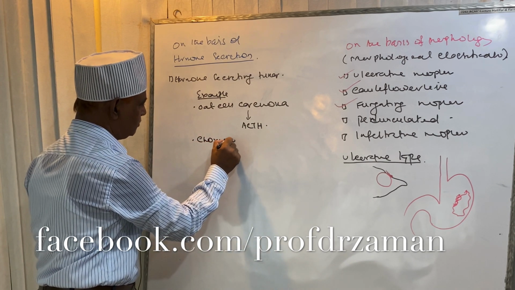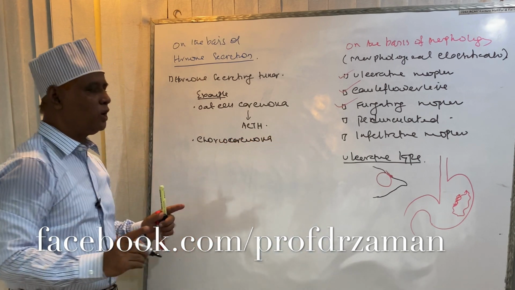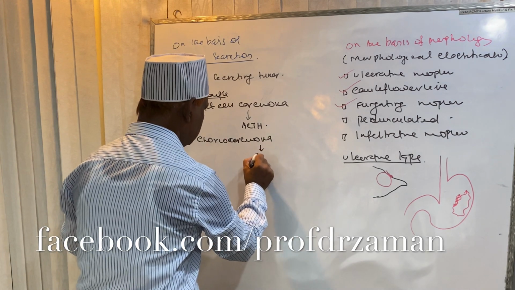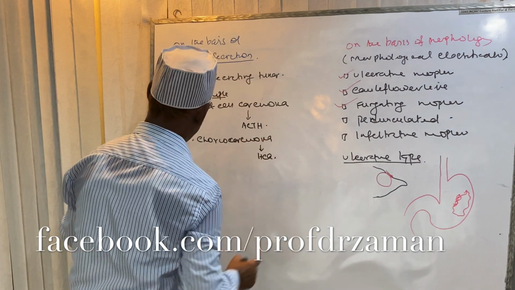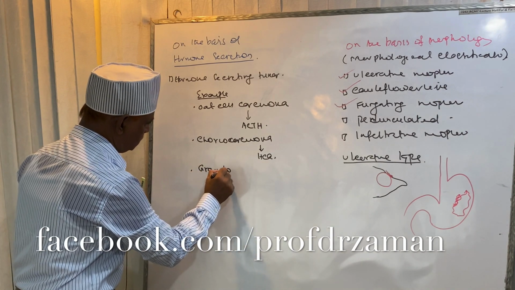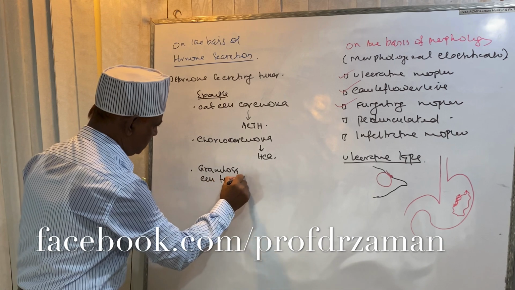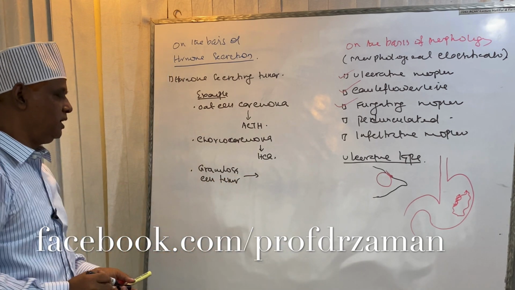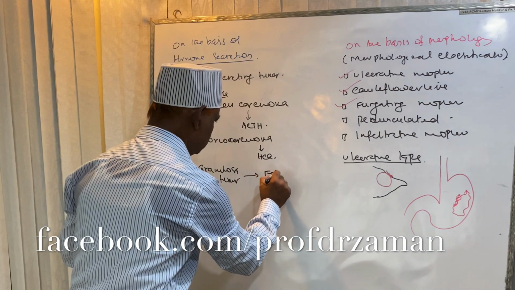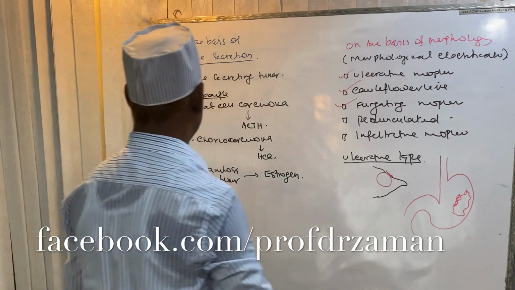Choriocarcinoma. It is one of the trophoblastic tumors. It secretes HCG. Granulosa cell tumor. Granulosa cell tumor of ovary, it secretes estrogen. So these are the hormone secreting tumors.